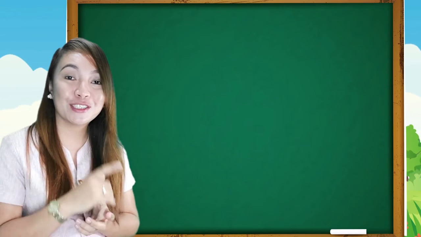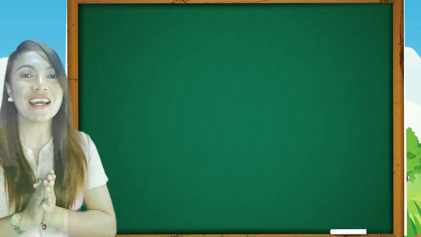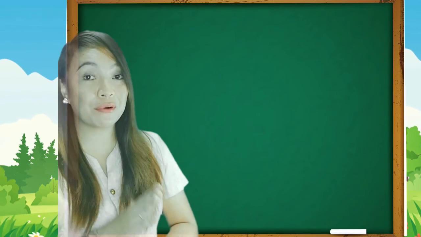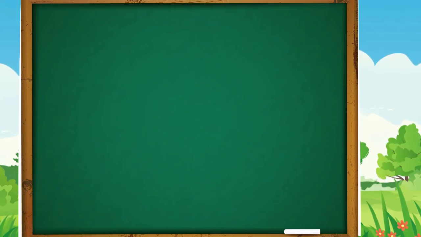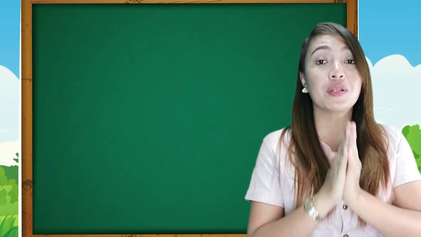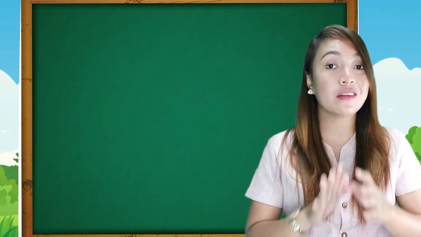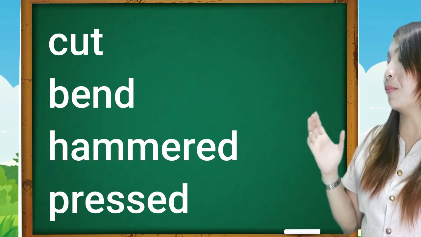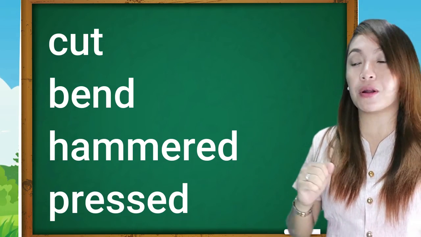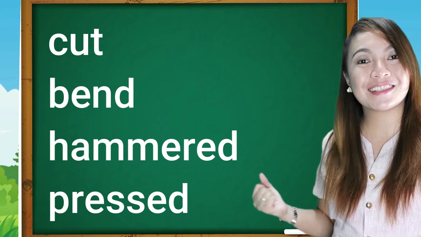Great job, kids! Did you answer all the questions correctly? Amazing! Let's have a recap of our lesson today. What did we discuss? Yes, you're right. We talk about the changes of the appearance of the different solid materials when they are cut, when they are bent, when they are hammered, and lastly, when they are pressed.